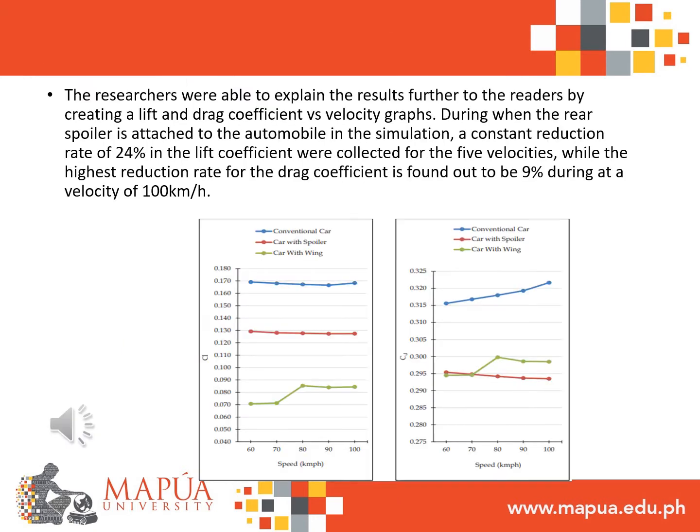The researchers were able to explain the results further to the readers by creating lift and drag coefficient versus velocity graphs as shown in the figure. When the rear spoiler is attached to the automobile in the simulation, a constant reduction rate of 24% in the lift coefficient was collected for the 5 velocities, while the highest reduction rate for the drag coefficient was found to be 9% at a velocity of 100 kilometers per hour.